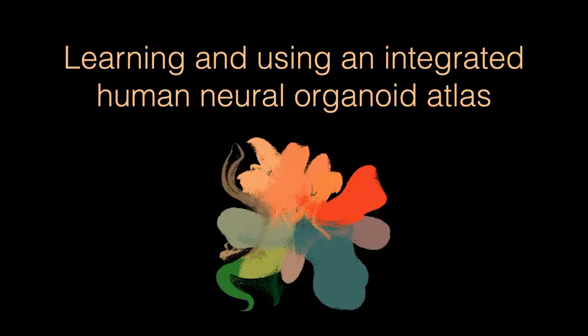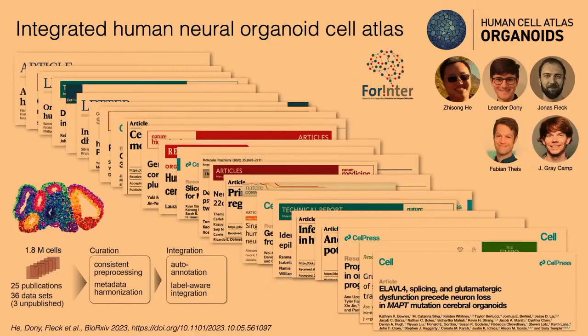Let's learn this integrated human neural organoid atlas. So, back to all these papers. These were actually 25 publications. There were 36 data sets, so some publications had multiple data sets. Three of them were actually unpublished. They were not yet a paper.